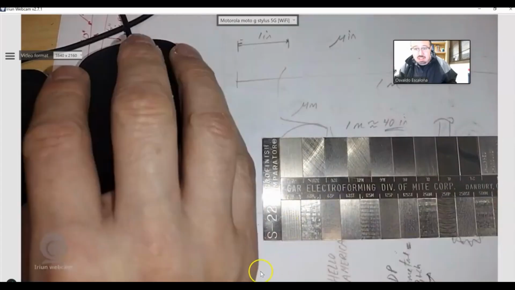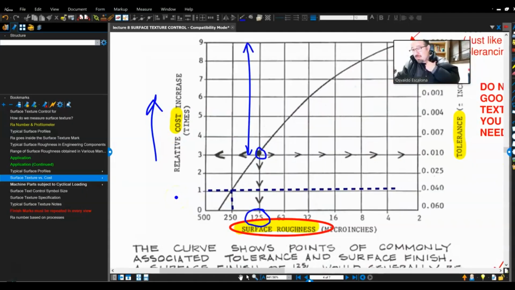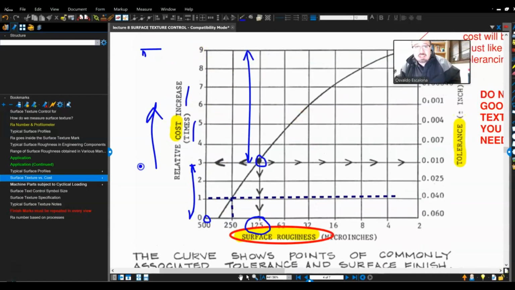How much did I increase in price? So 125, I'm right here, and then I went to about a 4 and a 2, right? You guys would imagine how costly this is, right? This is the increase in times, right? So starting from 500, which will be whatever price it is, if I went to 125, I increased the price 3 times. And if I went all the way to the roughness of 2 micro inches, I increased the cost about 10 times, right?